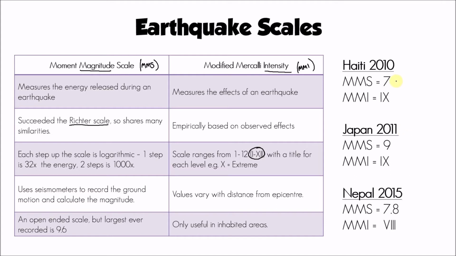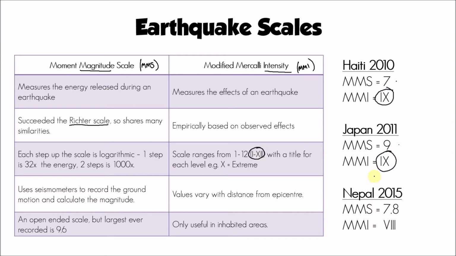Haiti was a 7 in terms of its magnitude, Japan was a 9. Okay, so the earthquake in Japan was 1,000 times stronger than the earthquake in Haiti. 1,000 times more energy was released. However, both of those earthquakes actually had the same intensity.